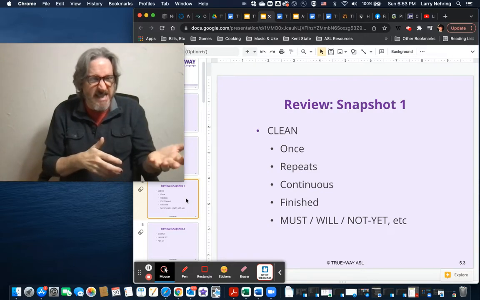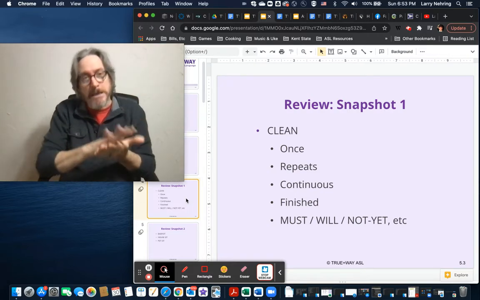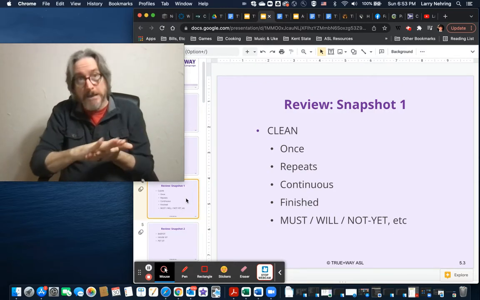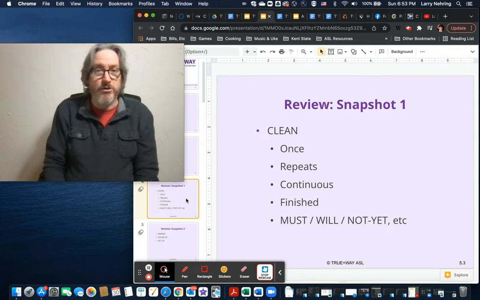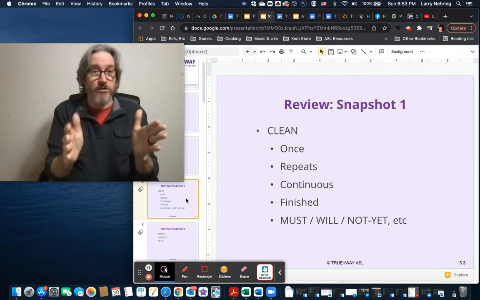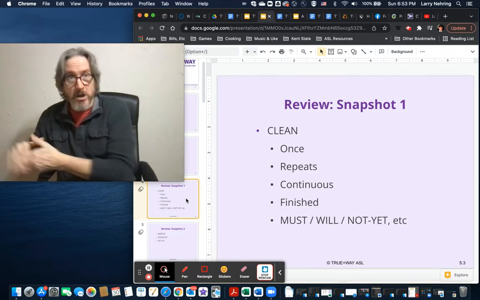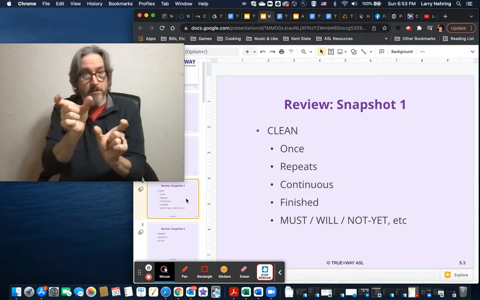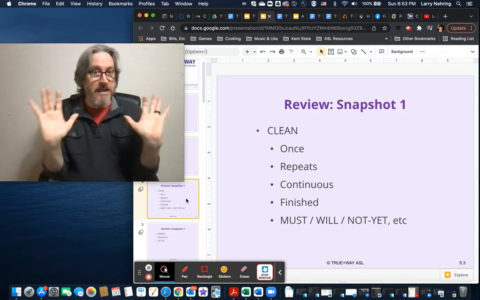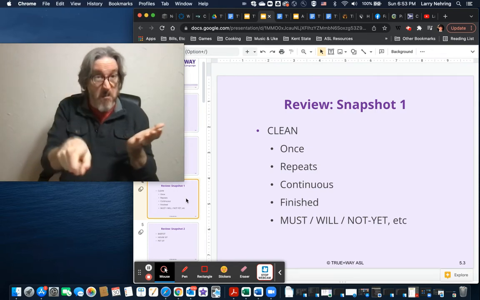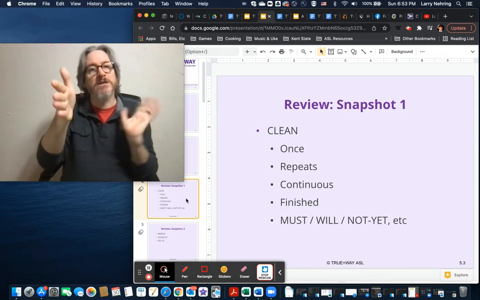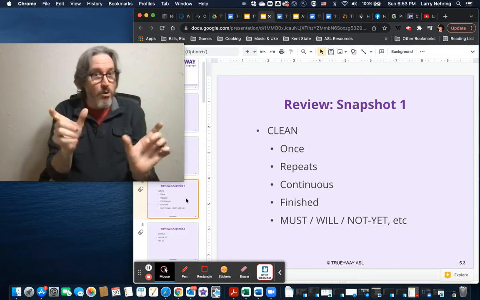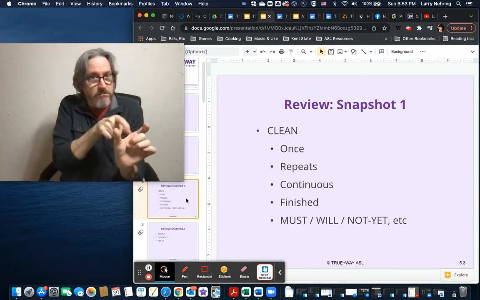If every day you clean the same thing, if that's part of, say, your job, clean, clean. You repeat it every day, or every morning, clean, clean, clean, clean. Okay. So there's once, clean. There is repeat. There's continuous. And then we can also add a modifier that can mean it's cleaned, clean finish, clean must, I have to do it, clean, I will do it, clean, I haven't done it yet, clean not.